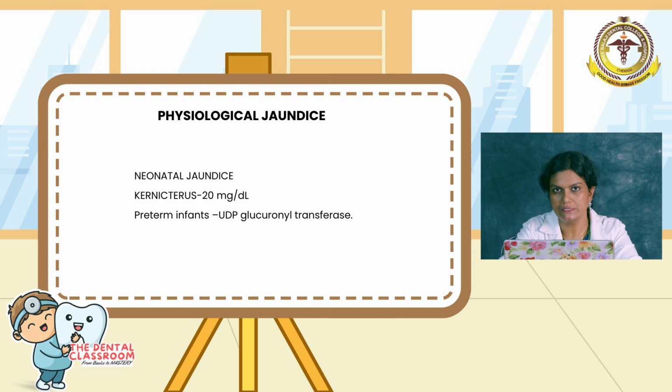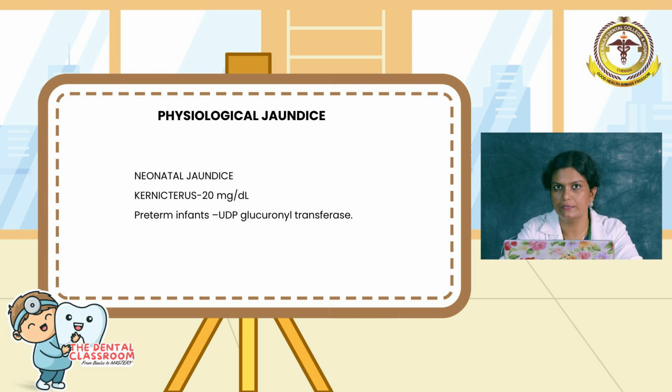So, what is the risk associated with neonatal jaundice? Neonatal jaundice is completely treatable. However, if the concentration of bilirubin becomes more than 20 mg per deciliter, it results in a condition called kernicterus, where it causes irreversible damage to the brain. The bilirubin crosses the blood-brain barrier and affects the myelin sheath surrounding the neuron, leading to irreversible mental retardation in children.